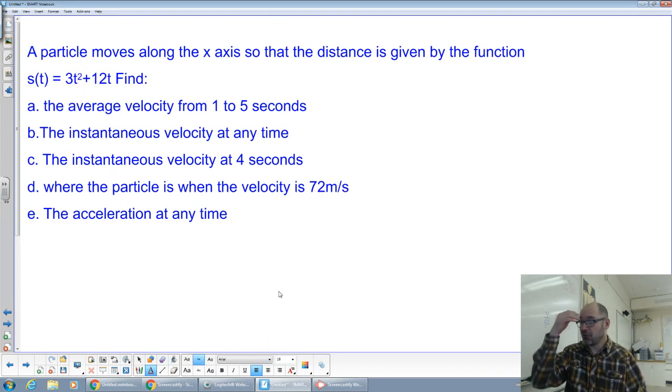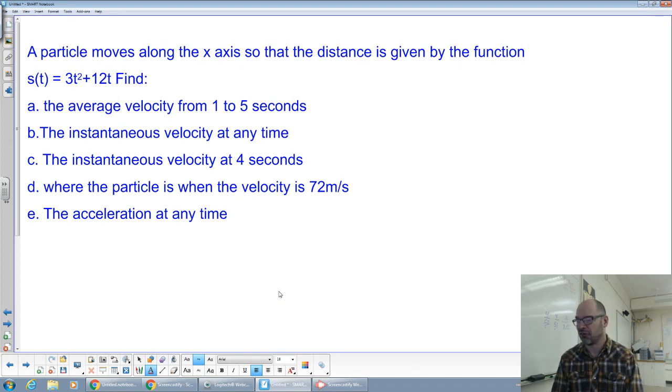Okay, so a particle moves along the x-axis so that the distance is given by the function s(t) equal to 3t squared plus 12t. Find the average velocity from 1 to 5 seconds, the instantaneous velocity at any time, the instantaneous velocity at 4 seconds, where the particle is when the velocity is 72 meters a second, and the acceleration at any time. So those are some physics questions.